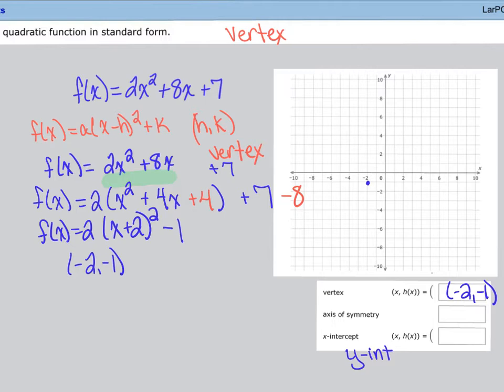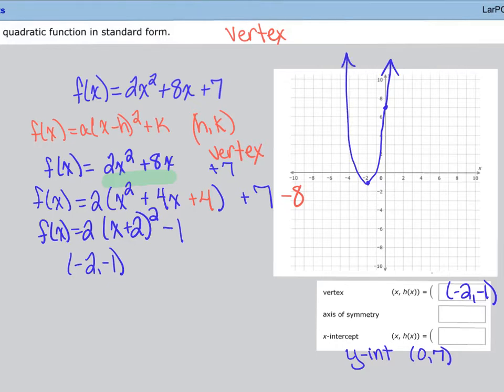Okay? So where does this graph cross the y-axis? At 7. And that is something that you'll be asked for from time to time. So my y-intercept here is 0, 7. Now, I've got enough information that I can probably go ahead and draw this, though I am not fabulous at drawing these things.